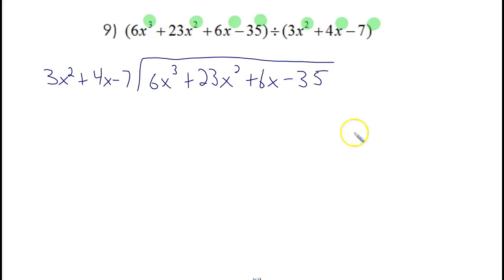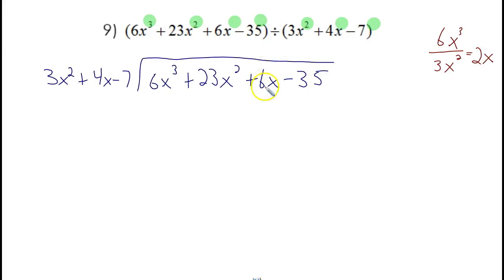Now remember, my first step is to divide, and I only divide the first terms. I'm going to do that over here. 6x to the third power divided by 3x squared. That's the only thing that I divide. Well, 6 divided by 3 is 2, and x cubed divided by x squared is x to the first power, because 3 minus 2 is 1. Remember that rule from another class. So 2x is what we get.